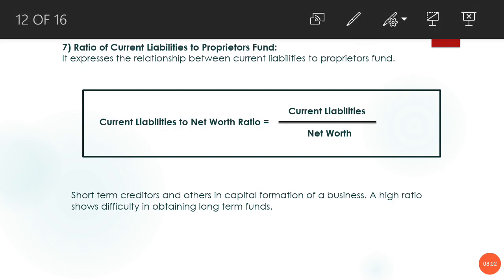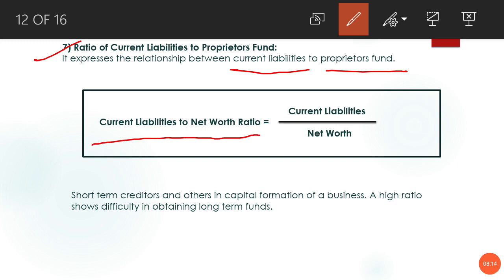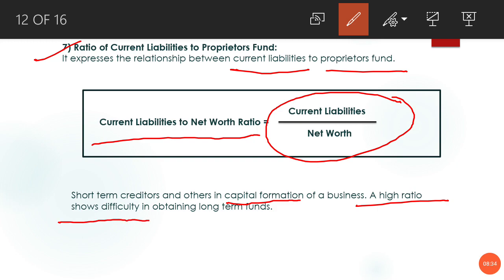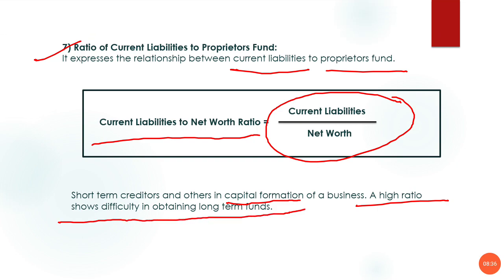7. Ratio of current liabilities to proprietors fund. It expresses the relationship between current liabilities and proprietors fund. Current liabilities to net worth ratio is equal to current liabilities divided by net worth. The standard ratio is 1:3. This ratio indicates the contribution of short-term creditors and others in capital formation of a business. A high ratio shows difficulty in obtaining long-term fund.